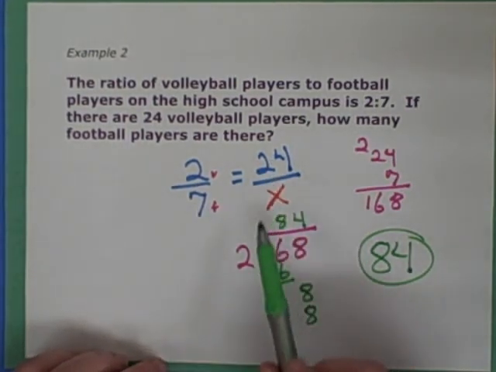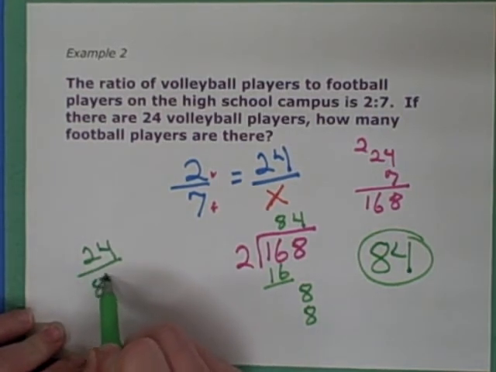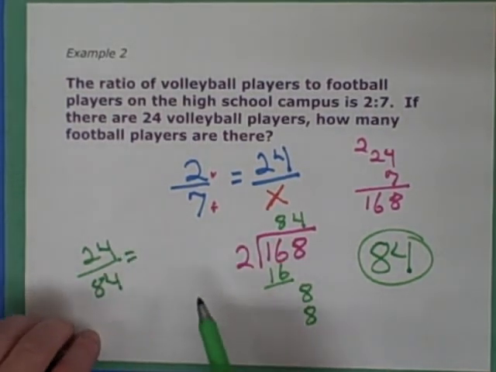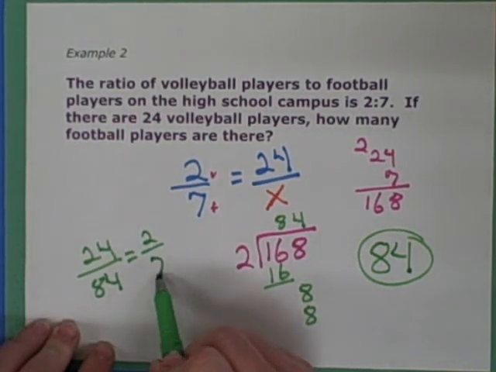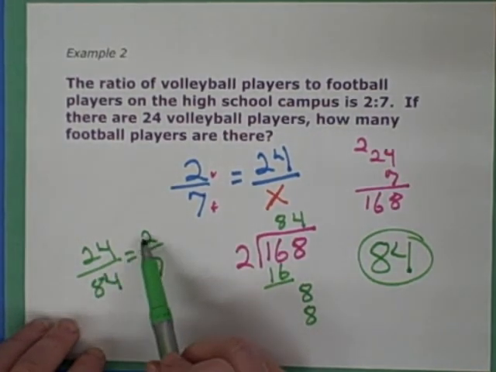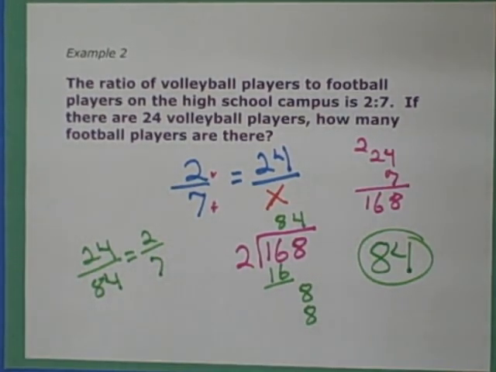And again, the ratio was 2 to 7. So 24 out of 84, or the ratio of 24 to 84, should reduce to 2/7. And it does, because 24 divided by 12 is 2, and 84 divided by 12 is 7. So that is the concept of setting up a proportion to solve a problem.